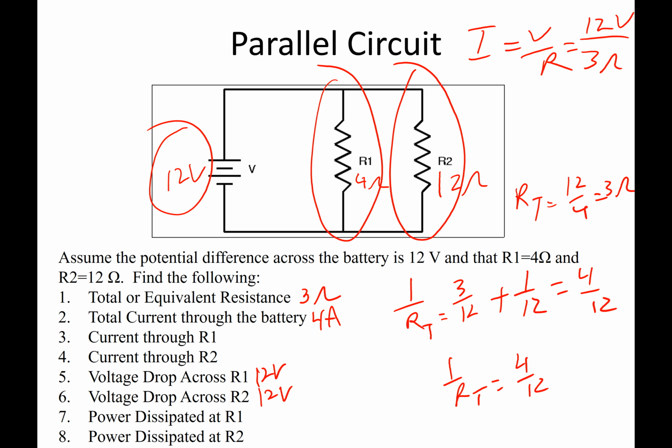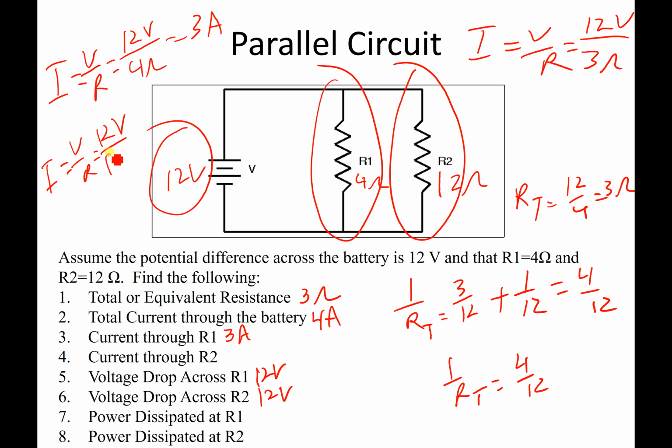And now to go back and find the currents, we'll go back to Ohm's law. Let's find the current through resistor 1. It's V over R. The voltage drop across resistor number 1 is 12 volts, and the resistance at resistor number 1 is 4 ohms. Well, that means that the current through resistor 1 is 3 amps. At resistor 2, same thing, I equals V over R. The voltage was 12 volts. The resistance at resistor 2 is 12 ohms. So that gives us 1 amp. Notice that in a parallel circuit, the currents through each of the branches have to sum together to be the total current.